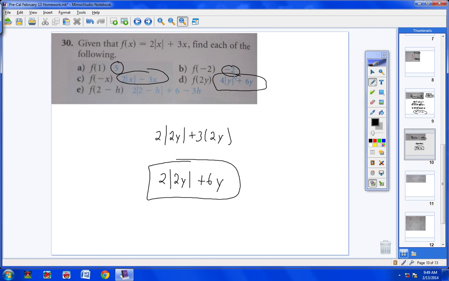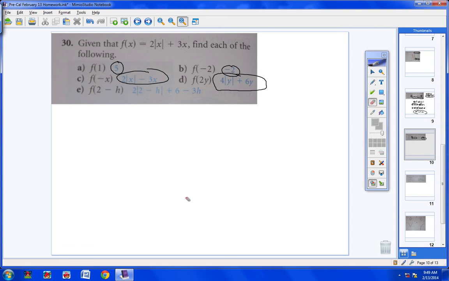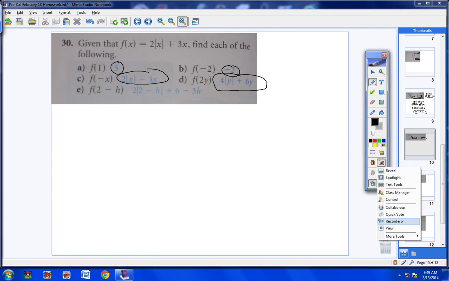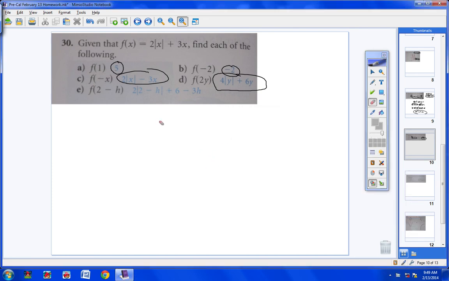All right. Okay, let's move on to letter E. Letter E. Now, again, with absolute values, they can be a little tricky, and that's actually why I gave you this problem on purpose. I wanted you to experience this. We're going to, everywhere there's an x right here, we're going to substitute 2 minus h. So let's do it carefully. 2 absolute value, 2 minus h, close your absolute value, plus 3 parentheses, 2 minus h, close your parentheses.